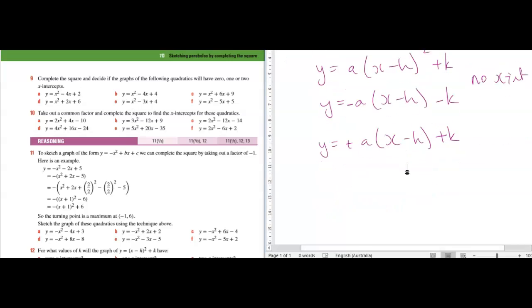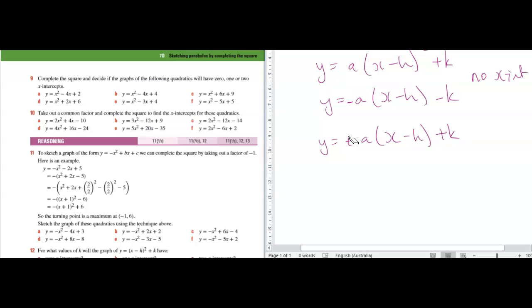Let me just erase that because it looks like a T. Hold on, what am I doing? Gosh, I'm not functioning too well on Monday.